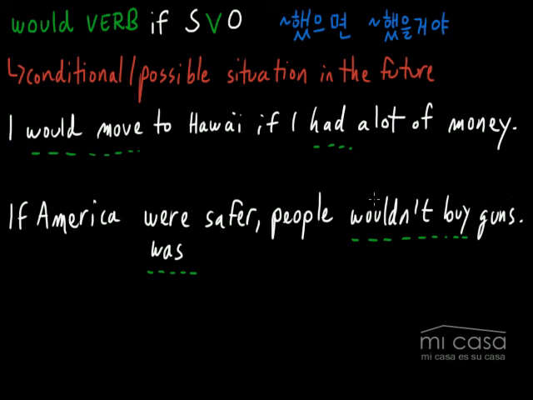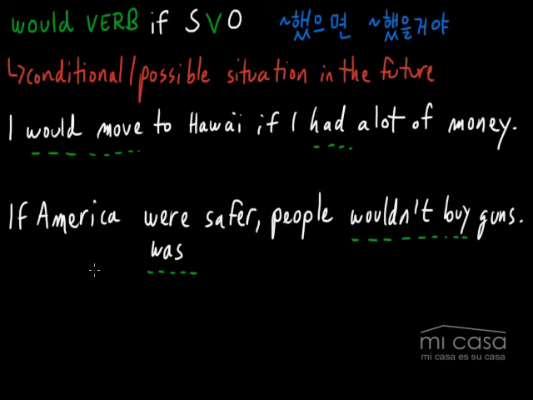Again, I'm imagining the situation where America is kind of safe. I'm imagining this conditional or possible situation in the future. But I'm also just explaining why people in America buy guns. Well, it's not very safe in America, so people think that they need guns to protect themselves. Koreans always ask me, why do Americans have so many guns? It's scary, it's bad. But I try and explain, well, if America were safer, like Korea, if America were really, really safe, like Korea, people probably wouldn't buy guns.